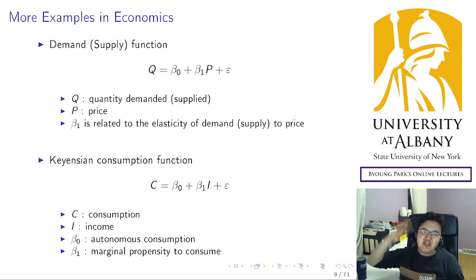So as price changes, the output is the quantity. So quantity is on the left hand side and price is on the right hand side. There is an error and there are two parameters. In this example, what's particularly important is beta 1. So when price increases by $1, how much would the quantity increase or decrease, right? That is beta 1. So we call the parameter beta 1 the elasticity of demand, elasticity of supply to price, right? Price elasticity.